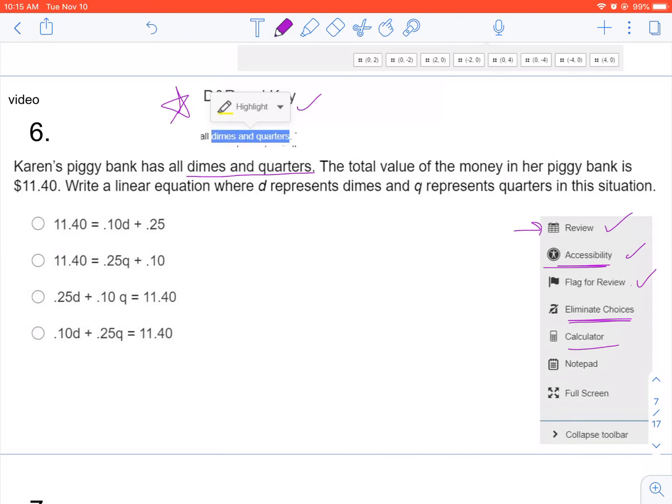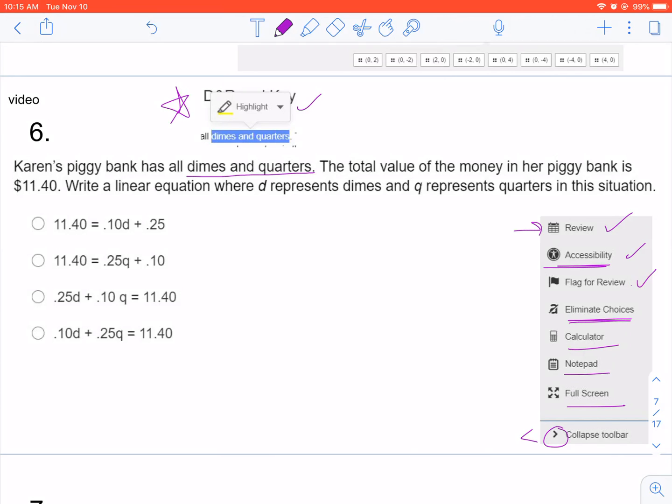There is also a calculator offered to you that you can use. Notepad just lets you type some stuff in, and full screen will take over your whole screen. I open the toolbar by hitting the arrow to the left, but if you don't like it, you can collapse it back down this way.